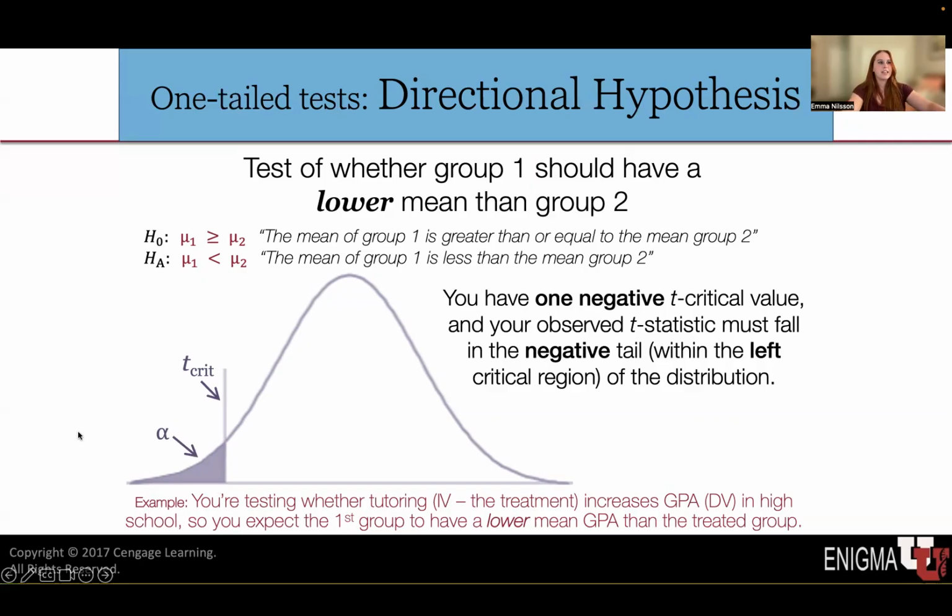An example of this is if you were going to be testing whether tutoring increases GPA. So you would expect the first group, the control group, to have a lower mean GPA than your treated group that received the tutoring.